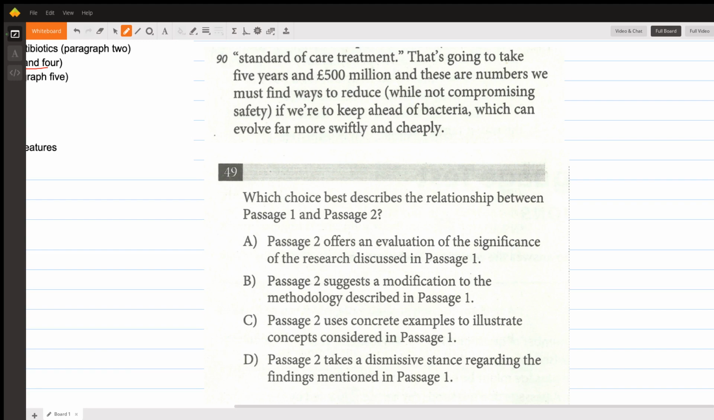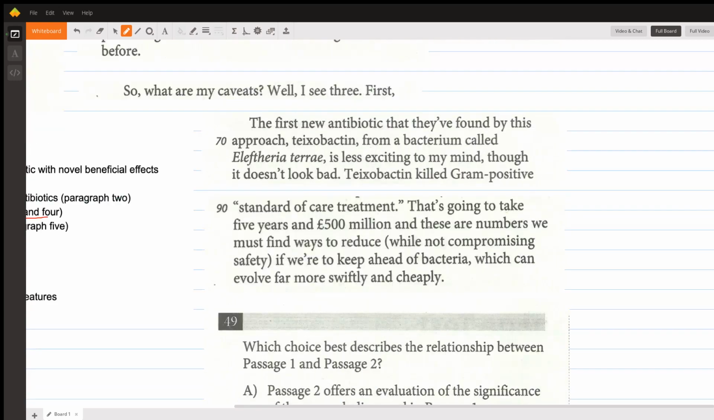This is almost impossible to disprove because passage 2 is definitely giving an evaluation. It's definitely giving some thought about it. It's so general, so vague, so plain, so bleached. It's a good answer choice. Moreover, this really is what passage 2 does. It does evaluate the significance of the research discussed in passage 1.